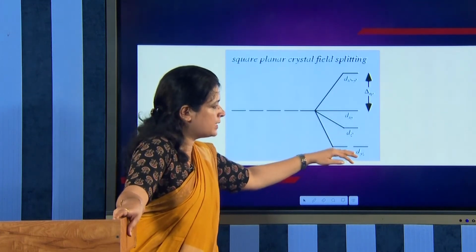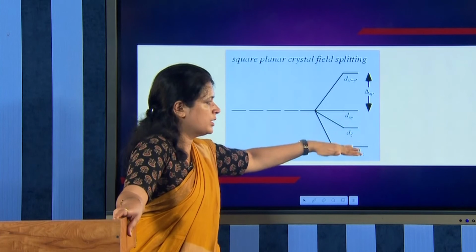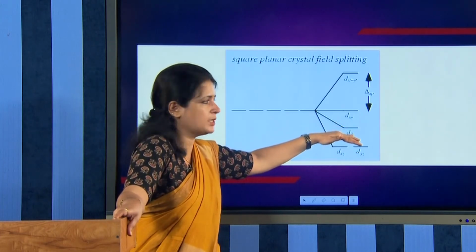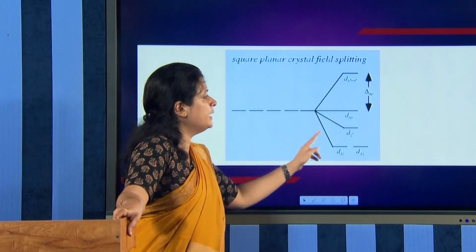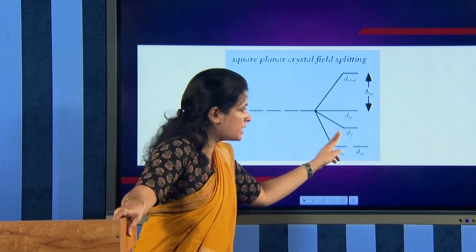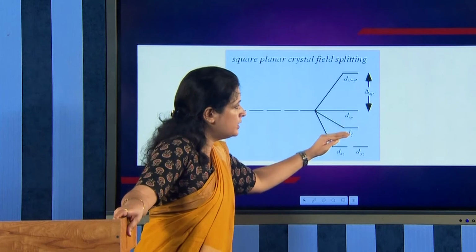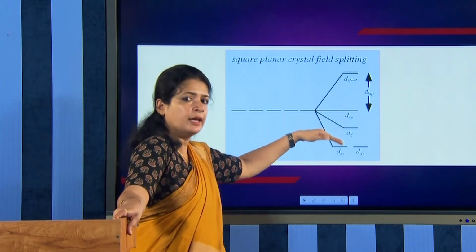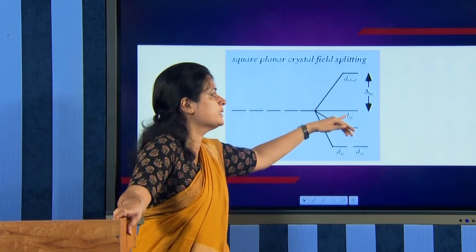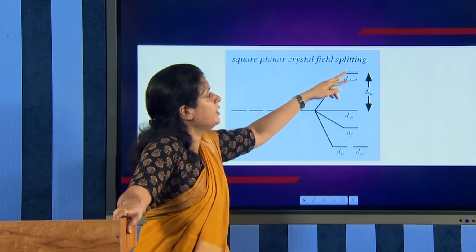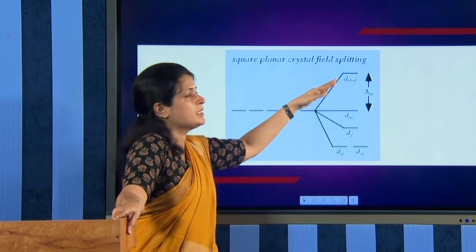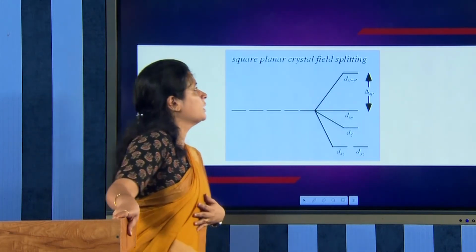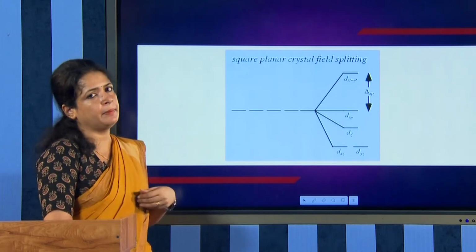That is why you have dxz, dyz, and just above dxz and dyz you can see dz square, and then you can see dxy. dxy was lying here, it just goes up because it will have greater energy, or the energy will be raised in the case of dxy, and you have the highest energy, that is dx square minus y square. This is the situation of the crystal field splitting in a square planar complex.